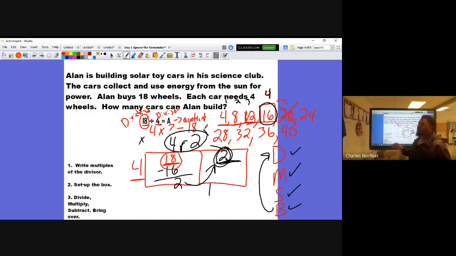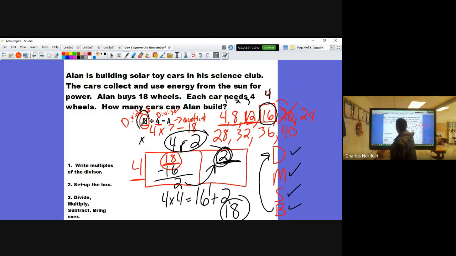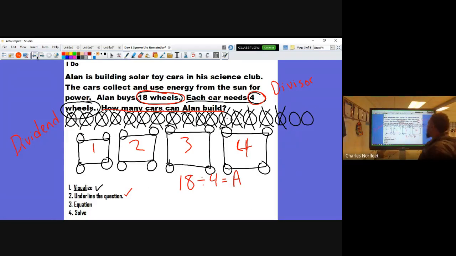But before we move back, we got to check it. So we always multiply. 4 times 4 gives us 16. And then we add our remainder. That gives us 18. And then we check to see if it matches the dividend. And it does. So now we can go back to the last problem, because we actually solved it and we can check that step off.